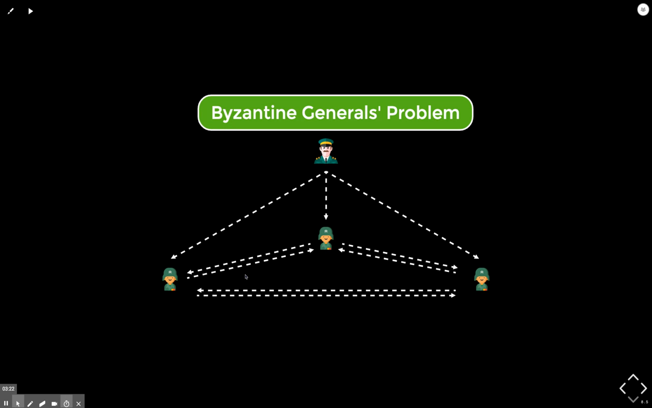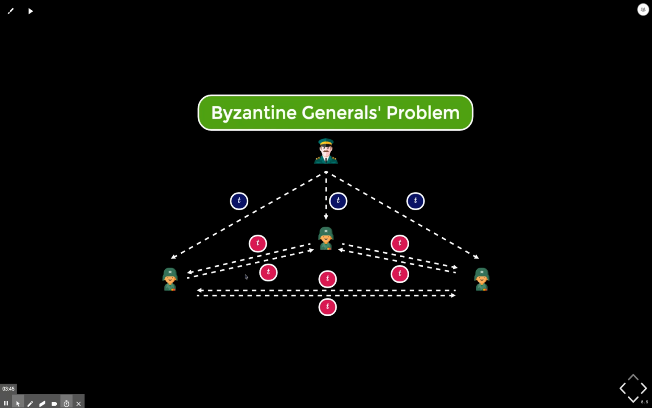So here's how this looks. The general sends messages of the time of attack to all of his soldiers, and then the soldiers among each other send messages to discuss the attack time, and they will then act on the majority decision. In this particular case, it's easy.